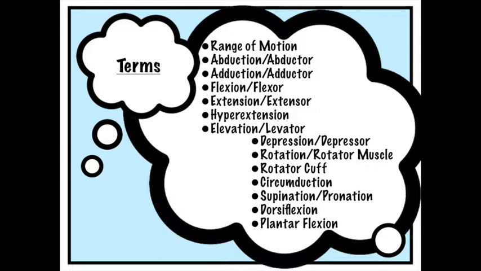Rotation is a circular movement around an axis. Turning the head when saying no is an example of rotation. A rotator muscle turns a body part on its axis. An axis is the central line of the body or any of its parts.